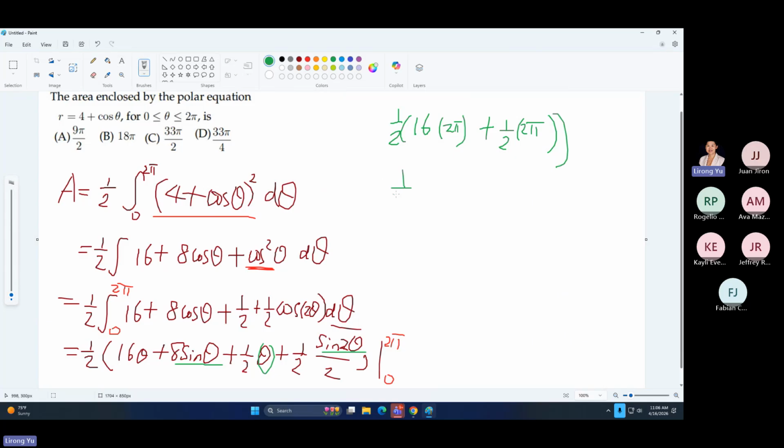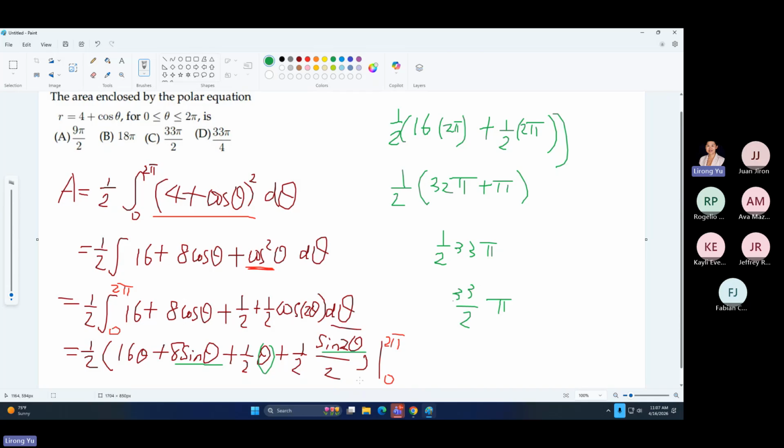So it's 1/2 times 32 pi, plus 1/2 times 2 pi, which is pi. So it's 32 pi plus pi, which is 33 pi. With the 1/2, if you combine, the number is 33 over 2 pi. So that's the whole process of everything.